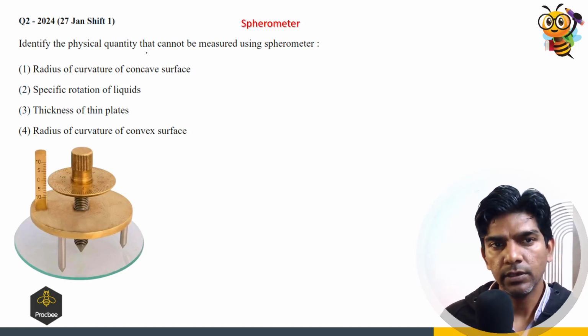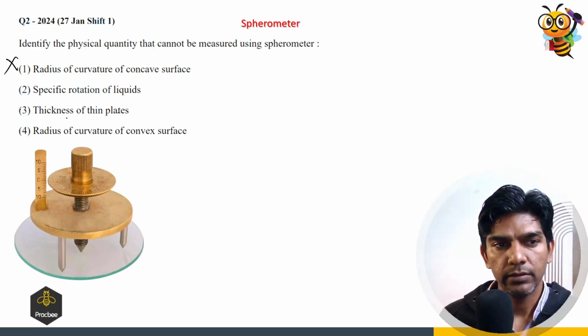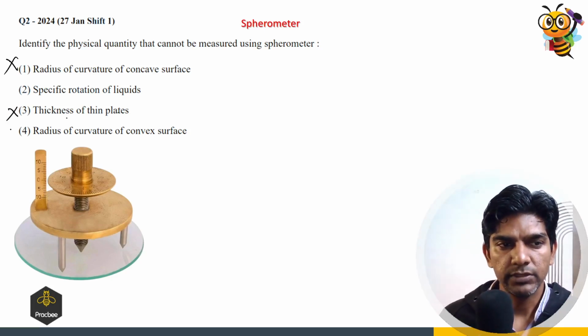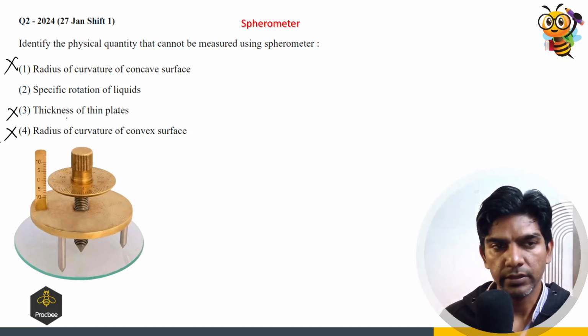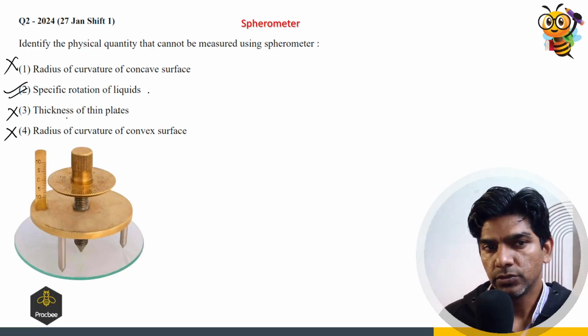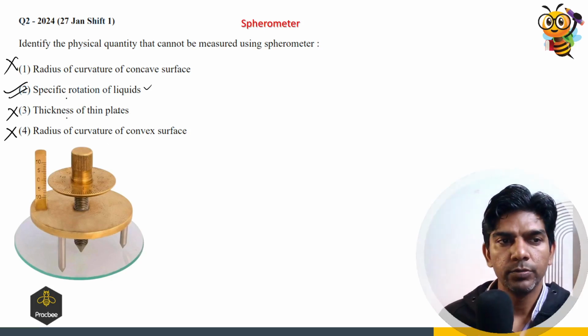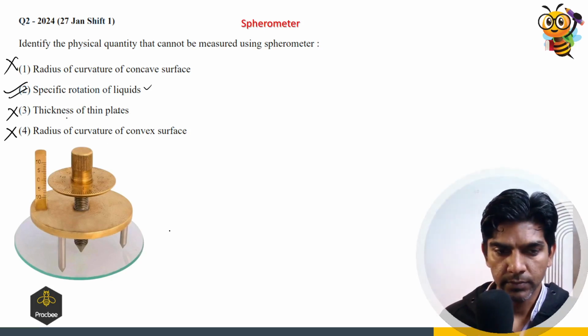Identify the physical quantity that can't be measured using a spherometer. So radius of curvature of a concave surface: this is not the answer because we can measure that. And thickness of a thin plate: yes, that can also be measured with the help of a spherometer, so that is also incorrect. Radius of curvature of a convex surface can also be measured, so it is incorrect. So the specific rotation of a liquid can't be measured. It is basically at the microscopic level, and if you look at the instrument, it cannot measure that. So option 2 is the right answer.